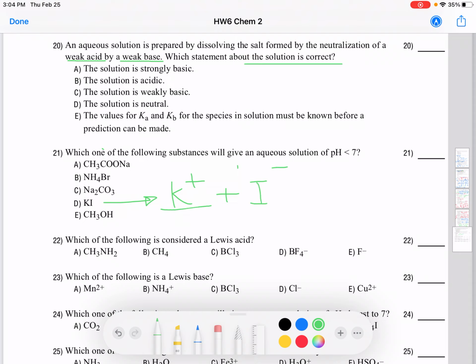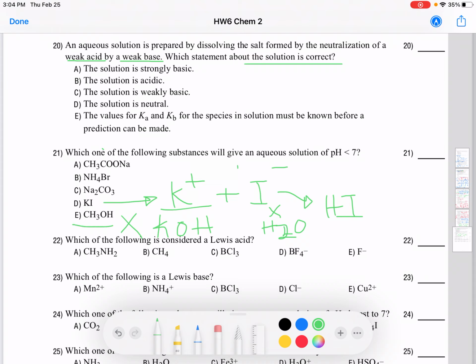Look at the cation. It's a cation from the strong base potassium hydroxide, so it's not going to react with water. And iodide is coming from the strong acid hydrogen iodide, so that also is not going to react with water. If they both are not going to react with water, it's not going to be adding any hydronium ions or hydroxide ions. So as a result, the KI solution would be, what is it? Neutral, right? It's not acidic or basic.